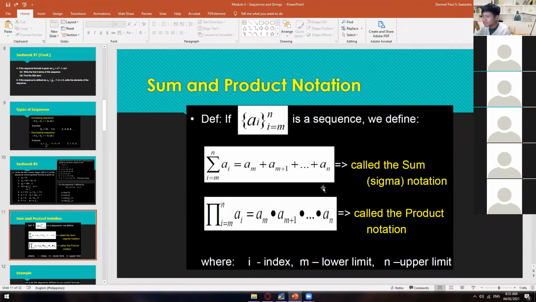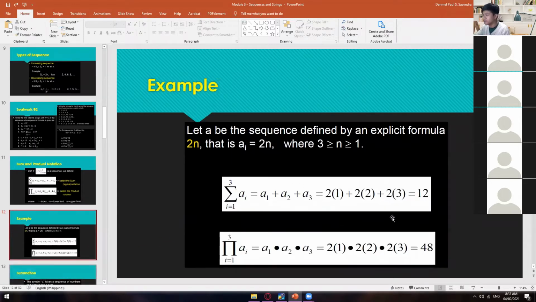Anyway, so this is the bare concept of the sum or the summation and then the geometric, or the product. All right. So let's have an example for you to be able to understand this one. So let A be the sequence defined by an explicit formula 2 times n. That is a sub i is equal to 2n, wherein your n is ranging from 1 to 3.